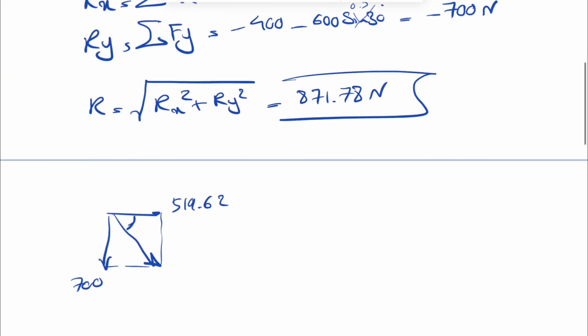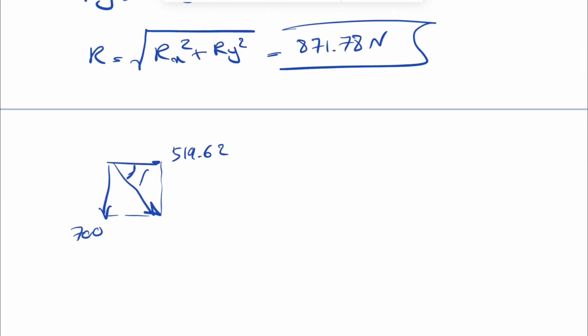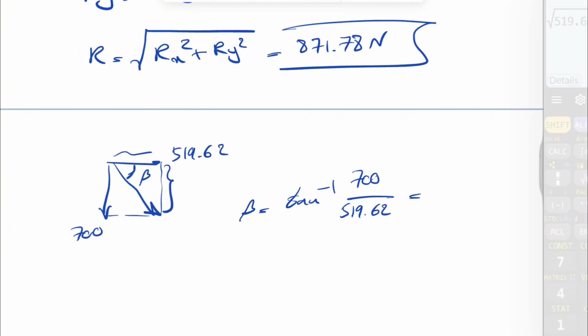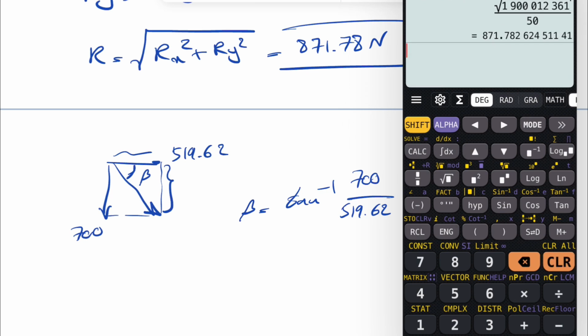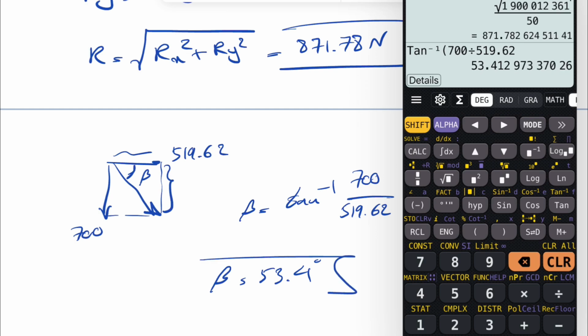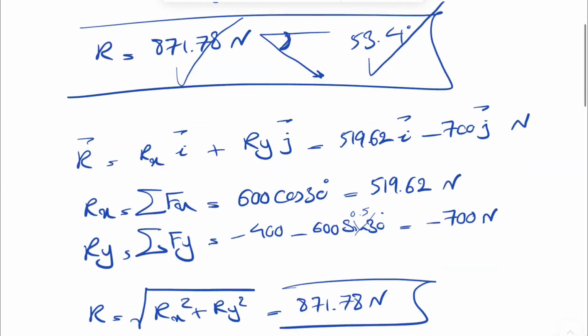And if you want to find this angle here, if we call this one beta, beta would be the tangent inverse of the opposite, 700, over the adjacent, 519.62. And let's see if we get that 53 that we got in the previous step or not. Tangent inverse of 700 divided by 519.62, and our beta would be 53.4 degrees, which is exactly what we found in the previous part.